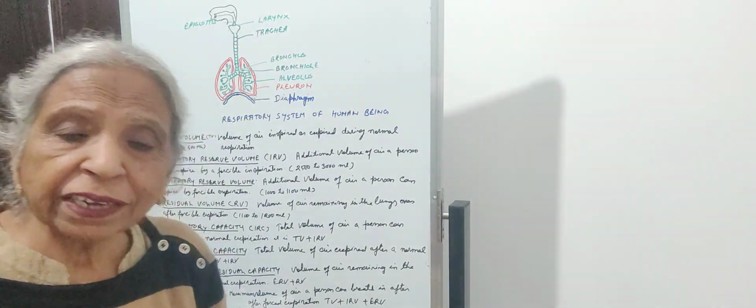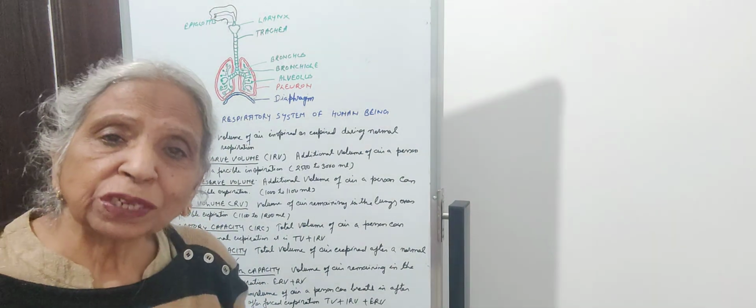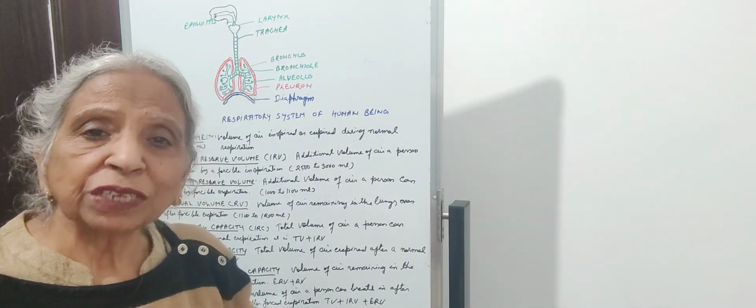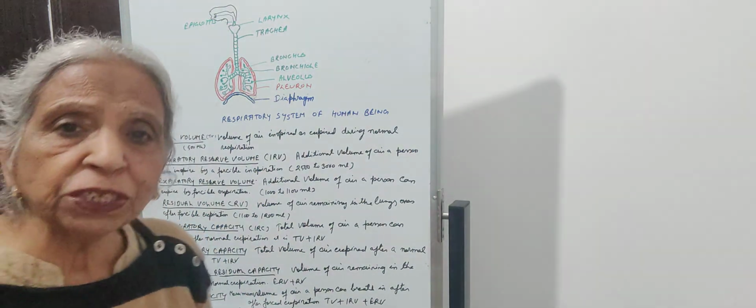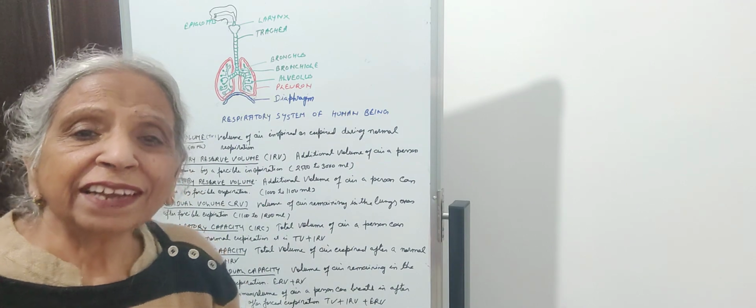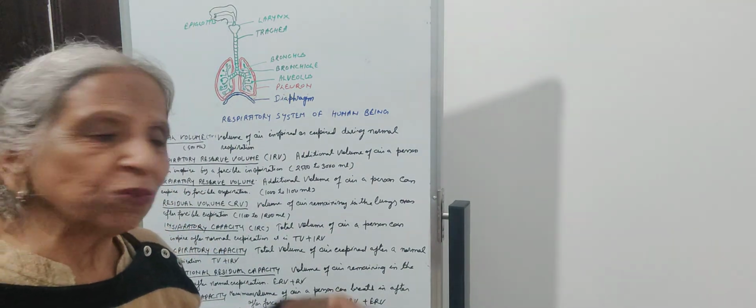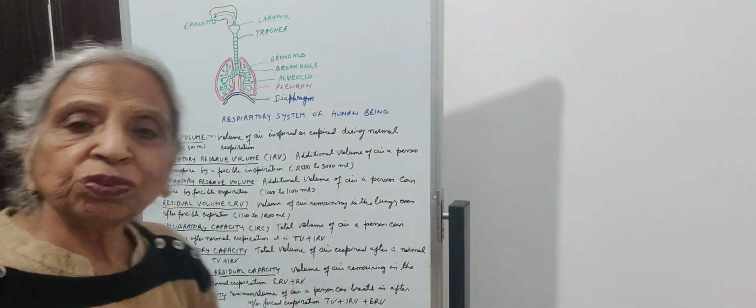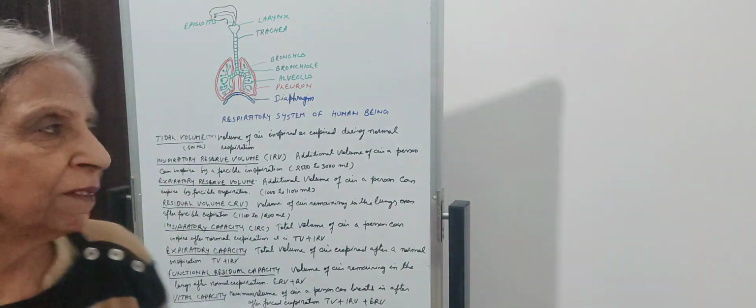So this is airtight. I told you that on the dorsal side the vertebral column is present, on the ventral side the sternum is present, on the lateral side ribs are present, and on the lower, posterior side the dome-shaped diaphragm is present.